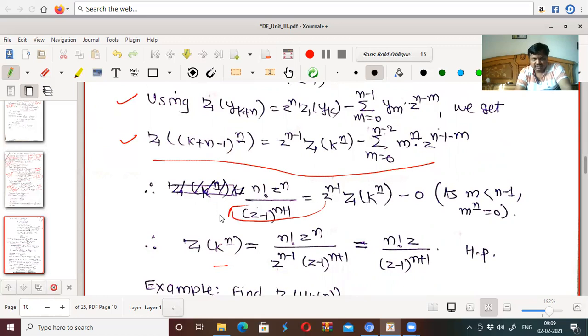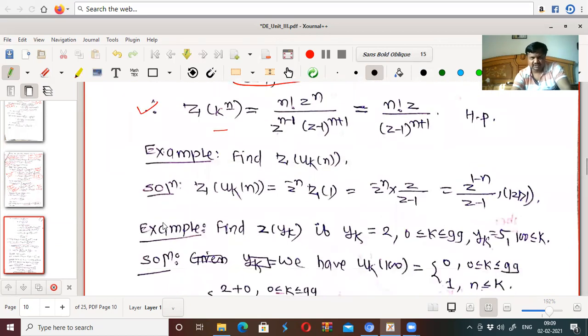Now z raised to n minus 1 in the denominator, z raised to n upon z raised to n minus 1, okay, z minus 1 to the power n plus 1, some cancels, z will be there, z minus 1 to the power n plus 1.